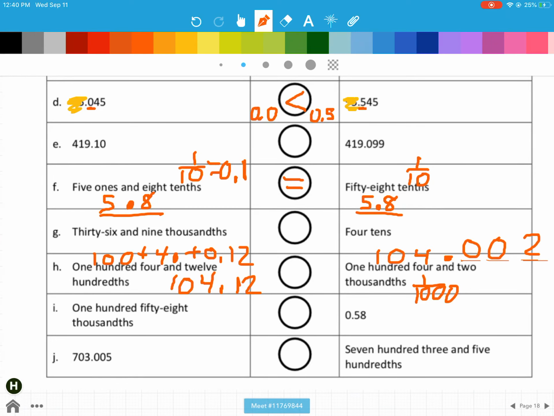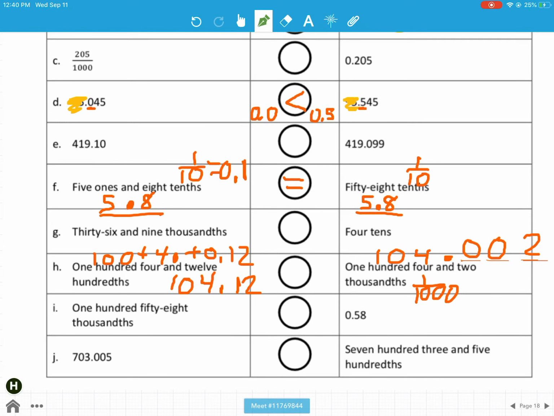Okay, so now I compare the numbers. The 104 and the 104 are the same. Then I have my decimal, and then we have our tens place, and there's where the difference happens. So that's the one I'm comparing. So 1 is greater than 0. 1 tenth is greater than 0 tenths.